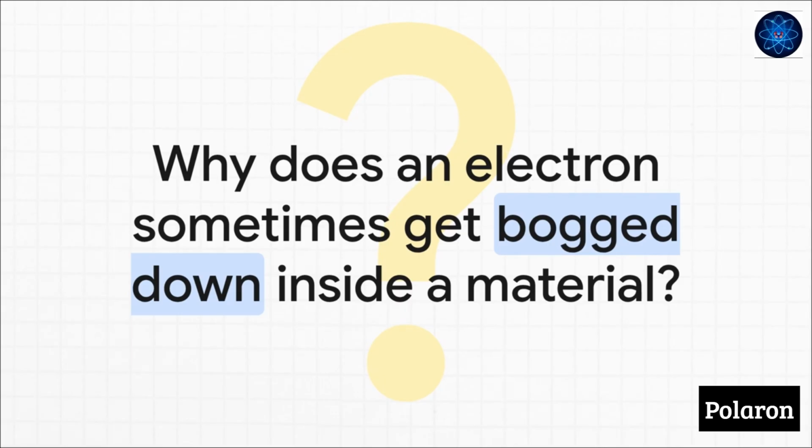Okay, so let's kick things off with a puzzle. We all know electrons are supposed to be the speed demons of the universe, right? So what's the deal when they get inside a material and suddenly act like they're wading through thick mud? The answer to that question is the Polaron, and it's the key to this whole story.